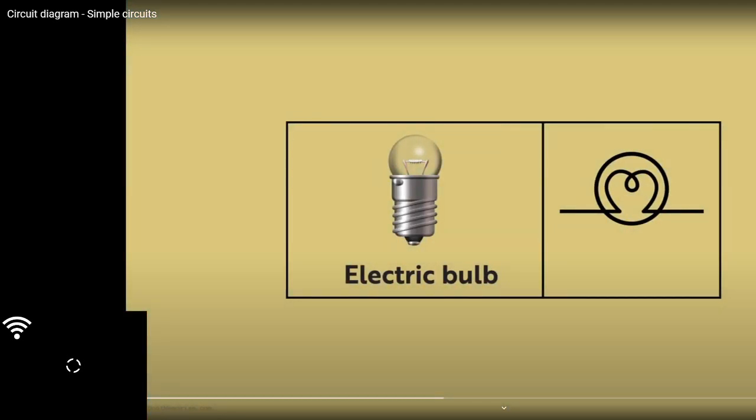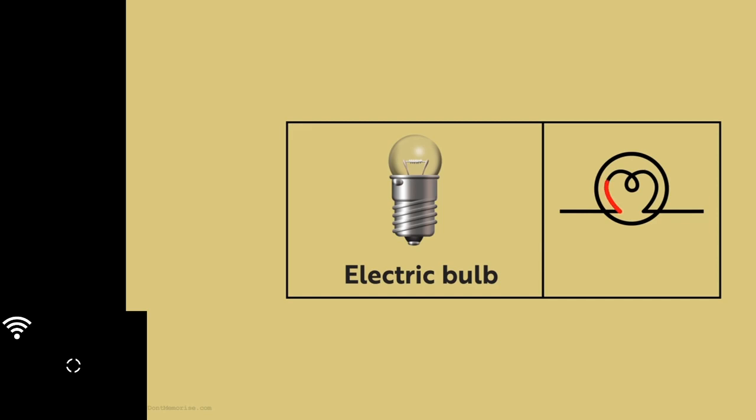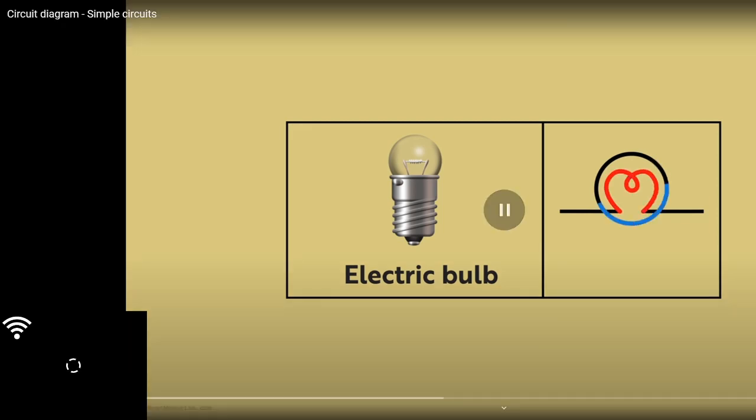This symbol is used for the bulb connected in the circuit. It is just a W written upside down in this way, and this is an electric bulb. This is called a resistor. This is another kind of wire, but it is not a very good conductor. It is a conductor, but not very good.